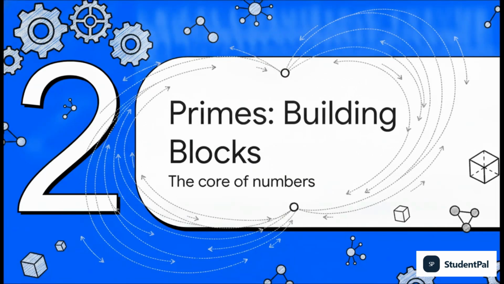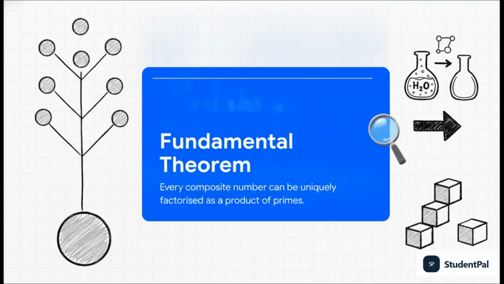Section 2. Primes, the building blocks. Okay, so to prove irrationality, we first need to understand what numbers are actually made of at their very core. This brings us to Theorem 1.1, the fundamental theorem of arithmetic. Your textbook states that every composite number can be expressed or factorized as a product of primes, and this factorization is unique. Think of this theorem kind of like breaking down a complex chemical compound into its absolute base elements. You know how water is always H2O? It's unique. Well, numbers work the exact same way.